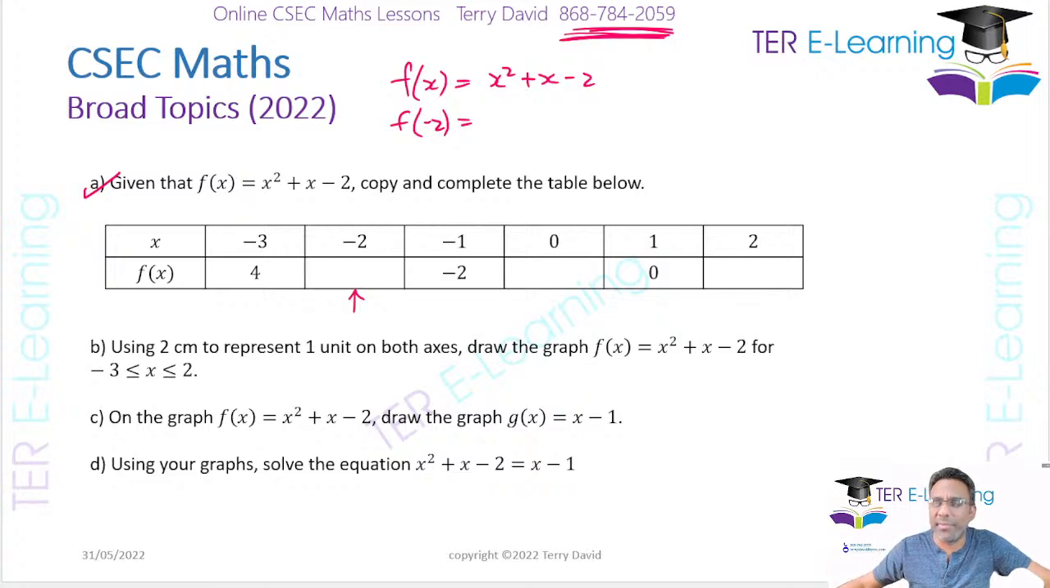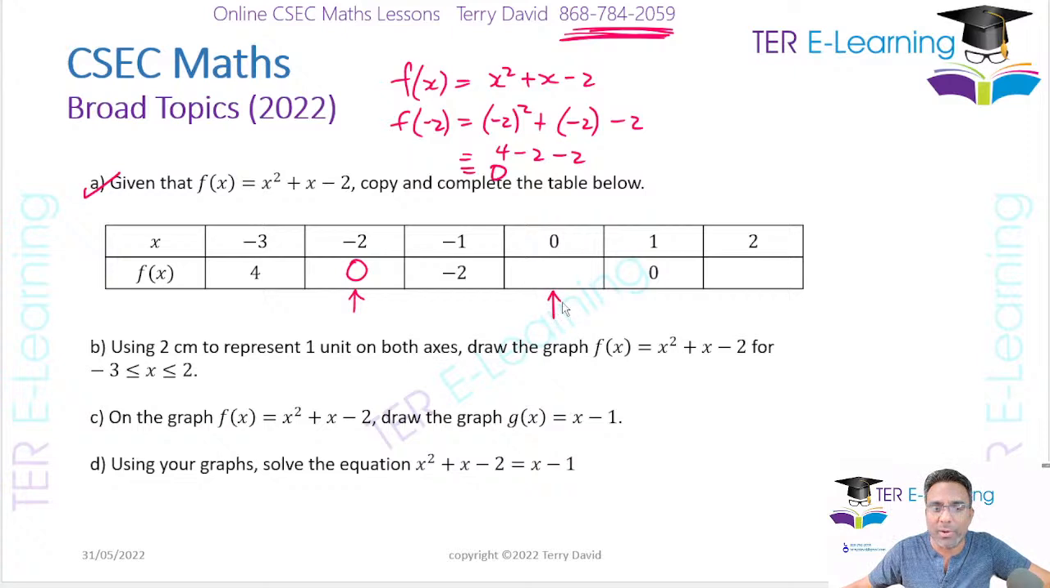Right, so lots of people got 0. Let's see if that's correct. We're going to plug minus 2 into this equation. So minus 2 squared plus minus 2 minus 2. Minus 2 squared gives me positive 4, minus 2, minus 2. When I work this out, I am getting 0. So you all are correct, the answer here is going to be 0. What about this one? What is f of 0?